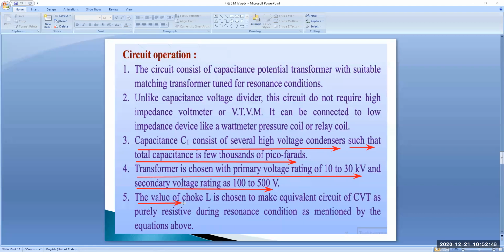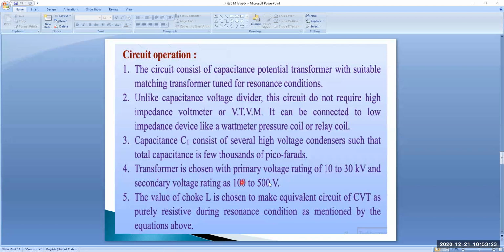And then next, the value of choke L is chosen to make the equivalent circuit of CVT purely resistive during resonance condition, as mentioned by the equation above. I've already explained this concept, how to make the resonance of the transformer. It's clear. The transformer is chosen with a primary voltage rating of 10 to 30 kilovolts and a secondary voltage rating of 100 to 500 volts.